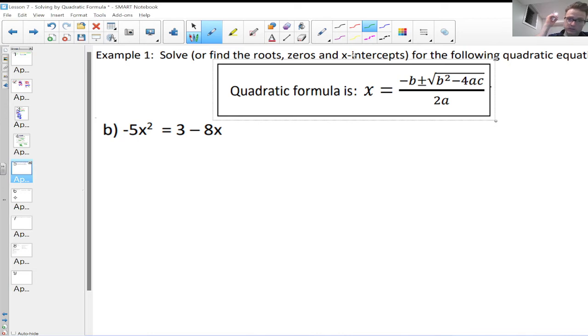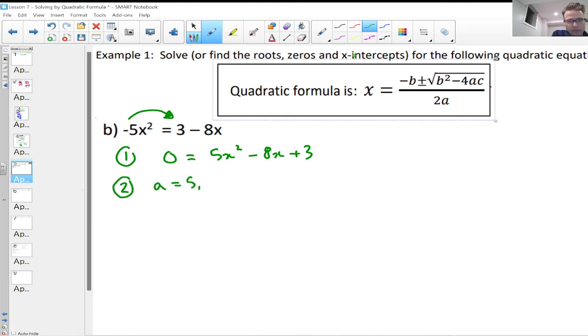All right, let's try this. So step 1, we want to get everything to one side. I'm actually going to send this guy over because it's negative. I want to always make my leading coefficient positive if possible. So you're going to have 0 is equal to 5x squared minus 8x. So I'm going to go from highest degree to lowest, degree 2, degree 1, and then plus 3. So there's step 1. Step 2, identify a, b, and c. So my a value is 5, my b value is negative 8, and my c value is 3.